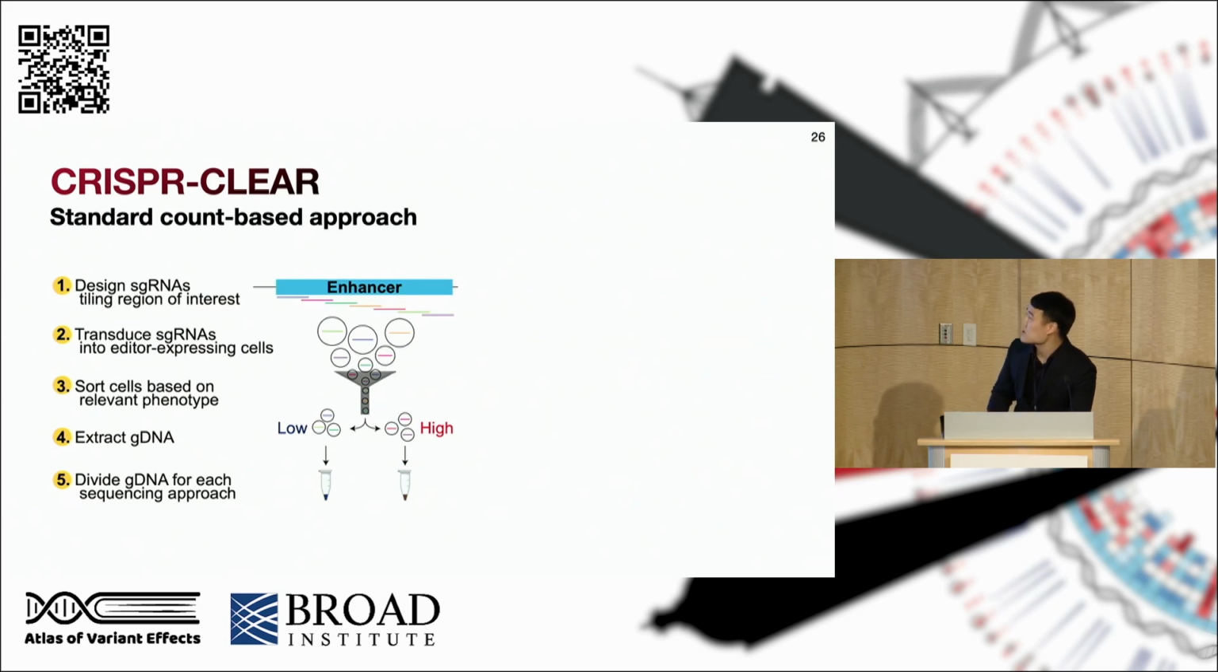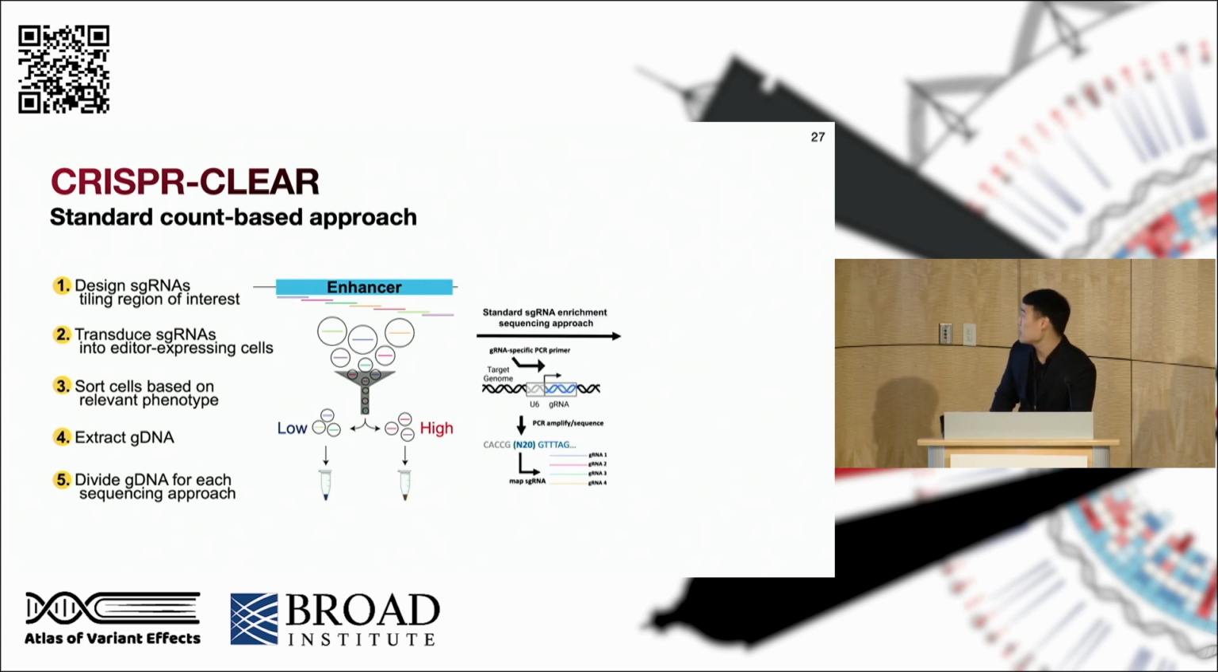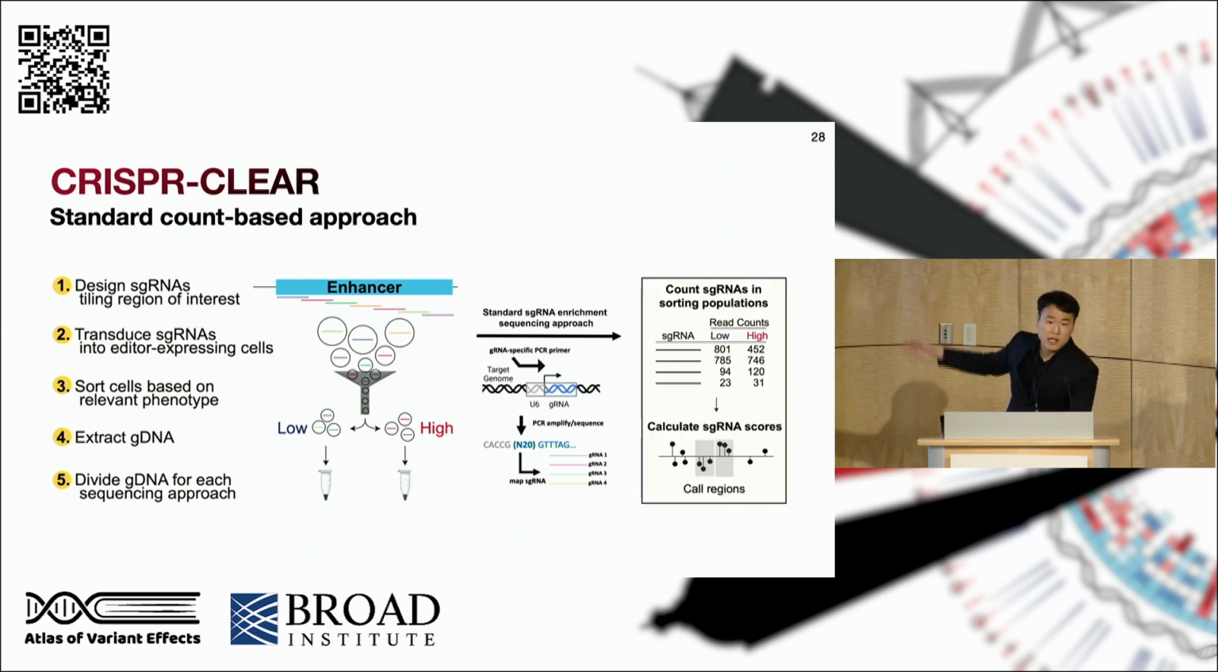I'll begin by describing the standard count-based approach. So after sorting cells based on phenotype and extracting genomic DNA, we can amplify and then sequence our guides across our populations of interest, ultimately ending up with guide counts across our populations, which we can use to calculate an enrichment score, and ultimately use to get a sense of the editing that's occurring.